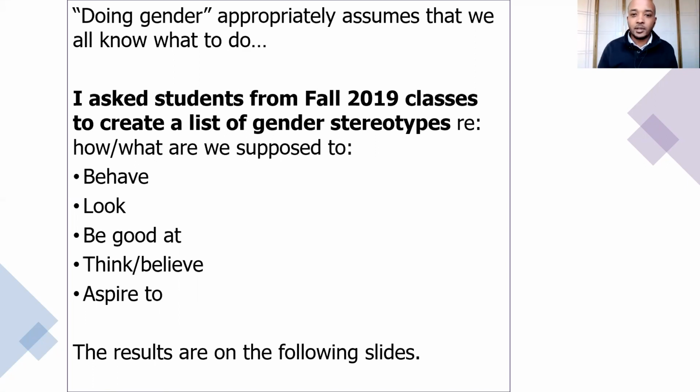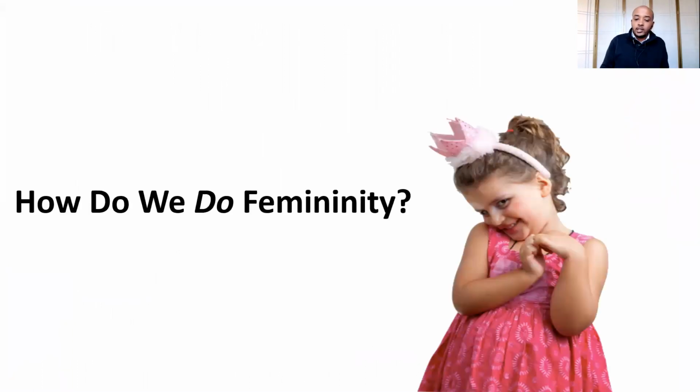I asked them to think of stereotypes for boys and men and girls and women, stereotypes related to the way we're supposed to act or behave, stereotypes related to aesthetics or the way we're supposed to look, stereotypes related to what men or women are supposed to be good at, sort of naturally talented or gifted at, how men and women are supposed to or typically think, and then what we're supposed to aspire to based on our gender. And I'm going to share some of the results with you. Again, I wanted to see how well just students at Curry understood cultural scripts related to gender.